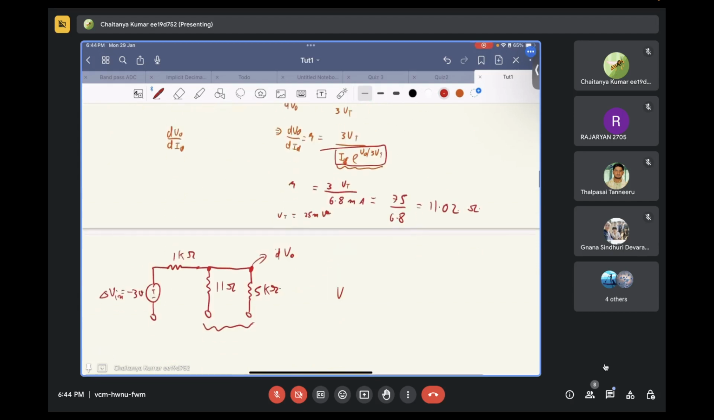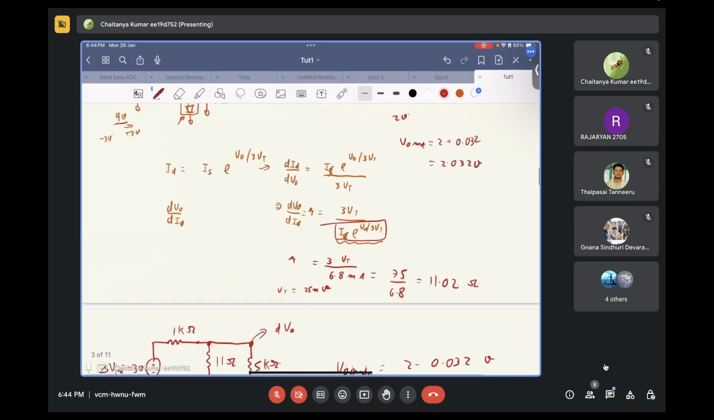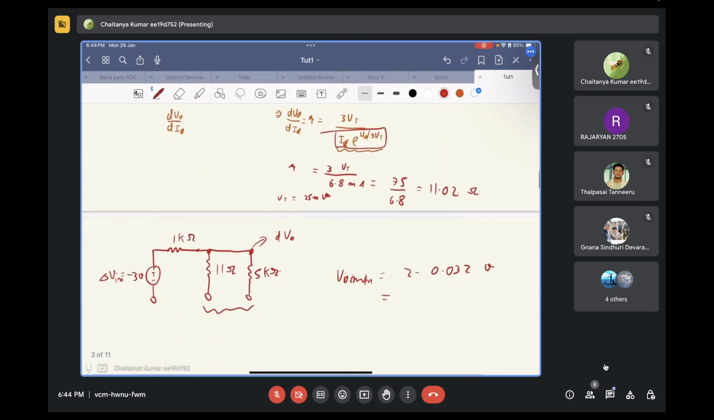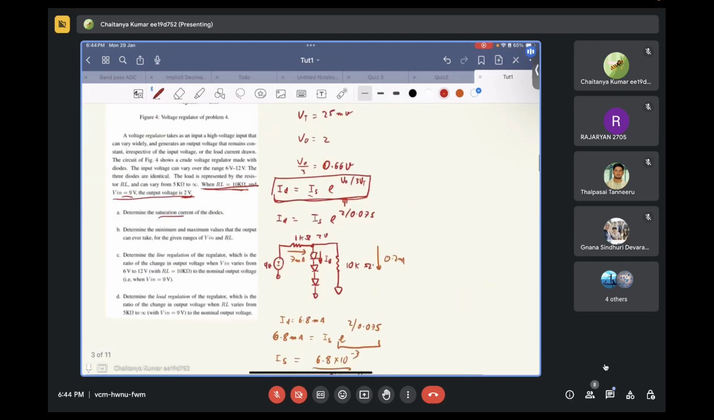So your V O min will roughly be equal to 2 minus 0.032 volts, and what this comes out to be? 1.968 volts. So you have got the range of minimum and maximum voltage that you are ever going to achieve from this circuit.